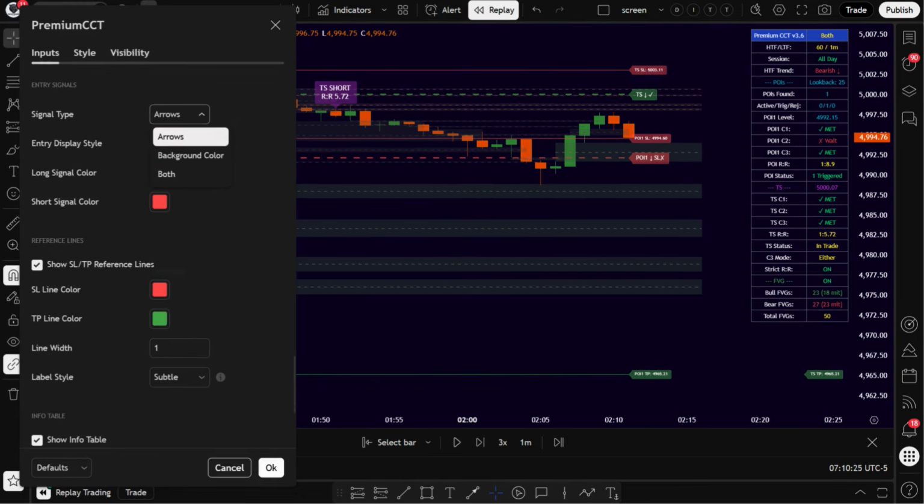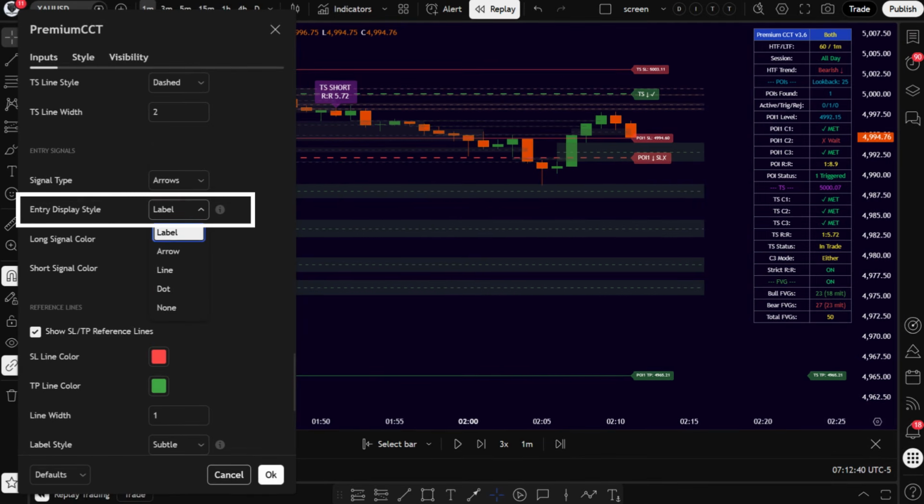For entry signals, you first choose the signal type. Arrows gives you visual markers only. Background color colors the entry candle's background, and both gives you arrows and background color together. Then you choose the entry display style, and this is important because it drastically changes how entries appear. Label is the most informative option. It shows a full label with POI1 long or TS short, along with the risk to reward ratio. It's positioned above or below the entry candle. This gives you the most information but can obstruct your view.